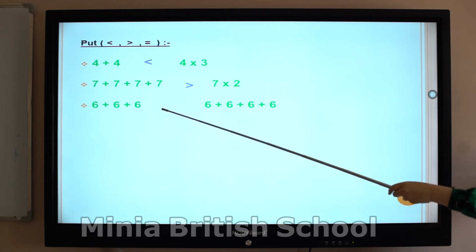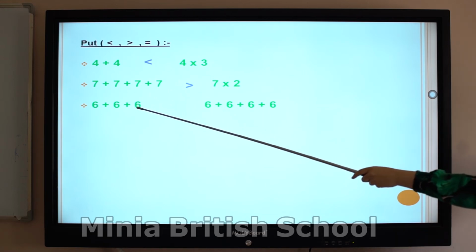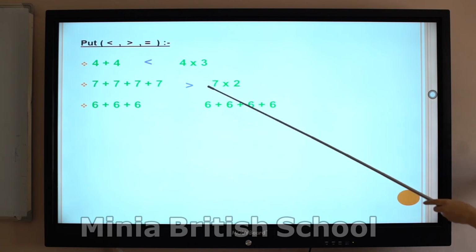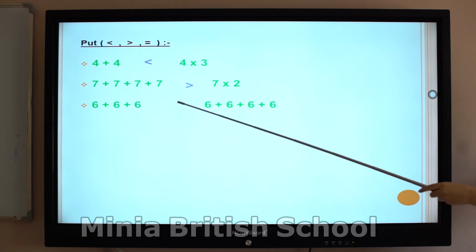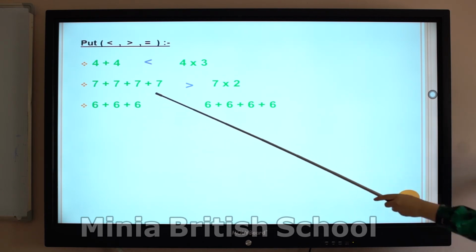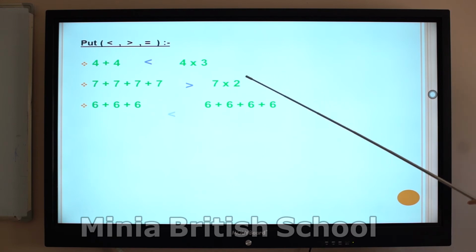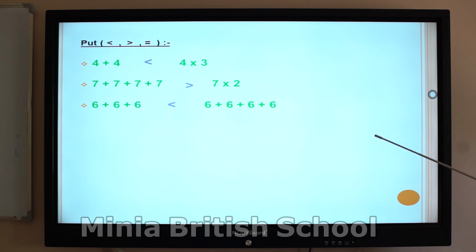6 plus 6 plus 6 and here 6 plus 6 plus 6 plus 6. 6 plus 6 plus 6 is 6 repeated 3 times. But here 6 repeated how many times? 4. So 6 times 3 and here 6 times 4.